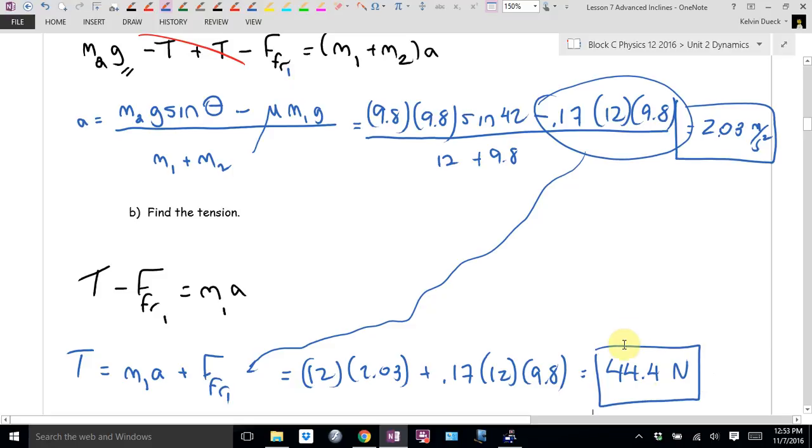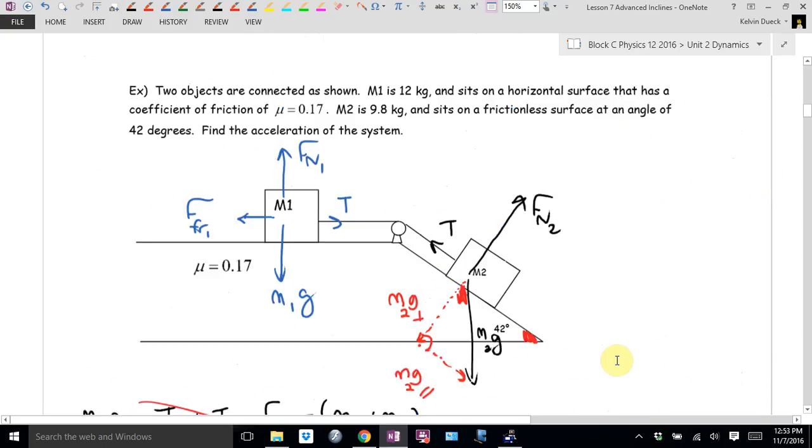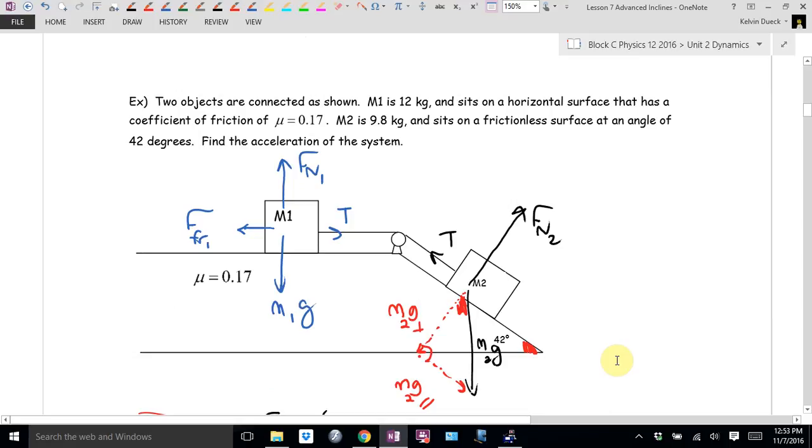Okay. Before you turn the page, how could I make this tougher? If I really wanted to kick it up a notch, instead of having mass 1 be level, I could have it on a different angle, more components. But that's really all I can think of to make this tougher. And you will run into one like that in your homework.